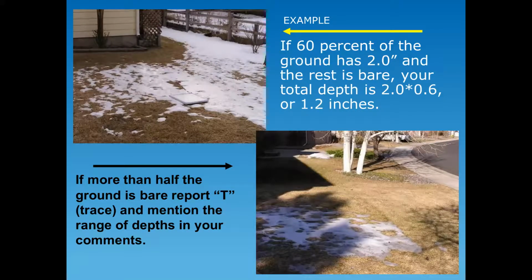So it doesn't have to be a 1 foot square area. It doesn't have to be a 6 inch square area. If there's visible snow that hasn't melted yet, you report a trace of snow if the ground is more than 50% bare.